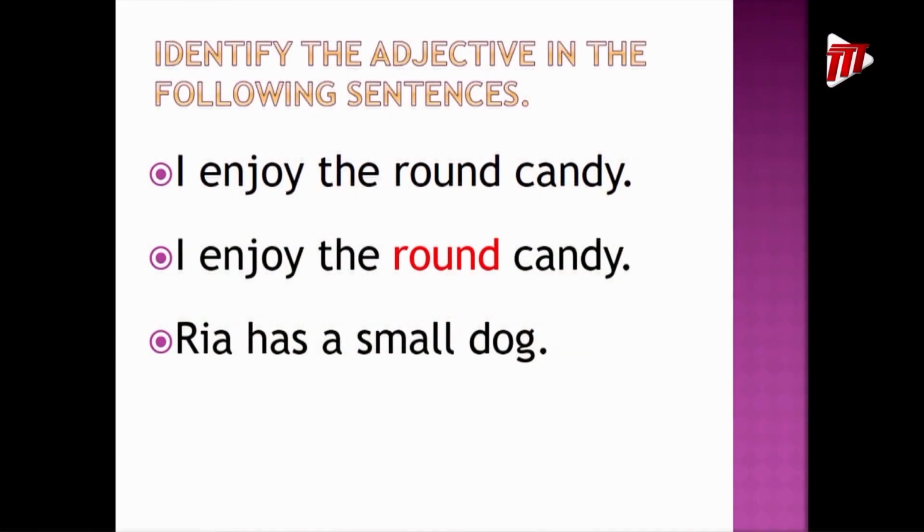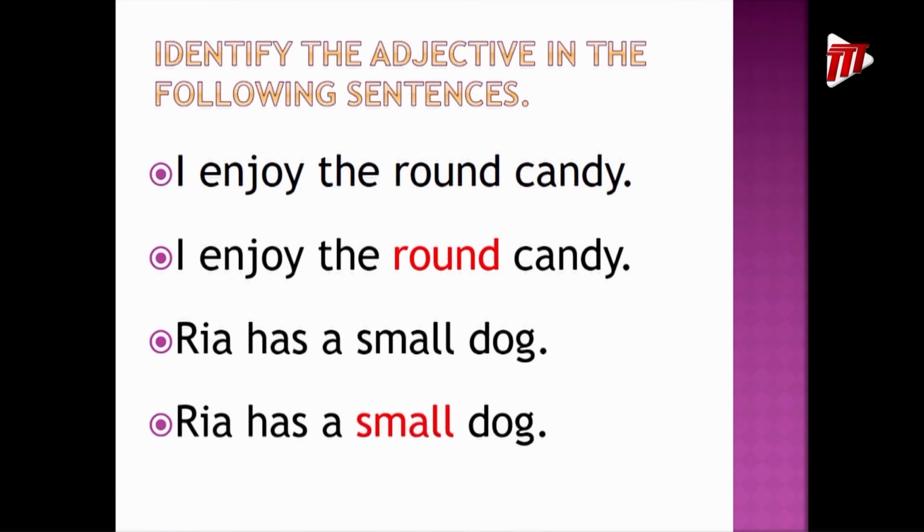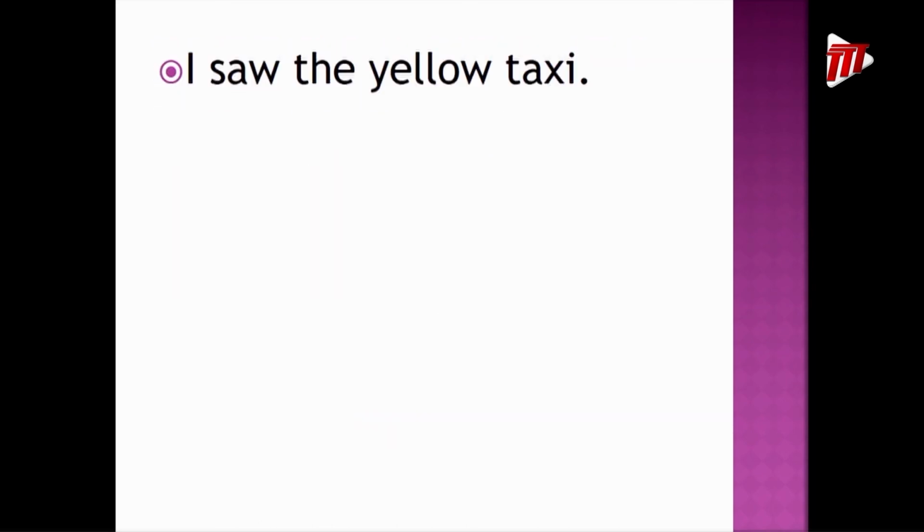Ria has a small dog. Now what's the first thing we must do? We have to find the noun in the sentence. The noun in the sentence, dog. What describes the dog? Small. Very good. That describes the size of the dog. Let's do a couple more.